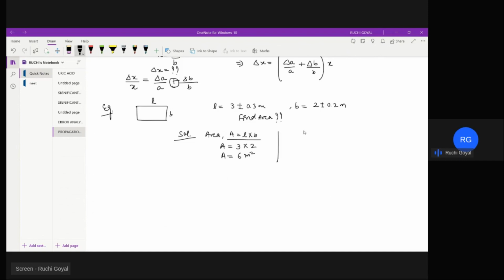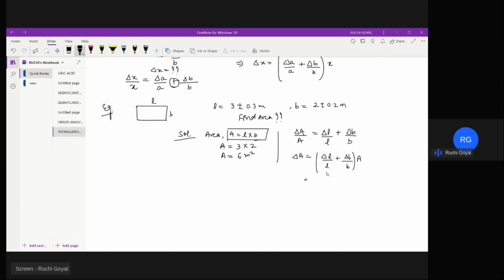Now you have to find delta A. So this is the case of multiplication, right? In the multiplication, what is the formula of delta A? It will be delta A by A equal to delta L by L plus delta B by B. So delta A will be equal to delta L by L plus delta B by B, into A.